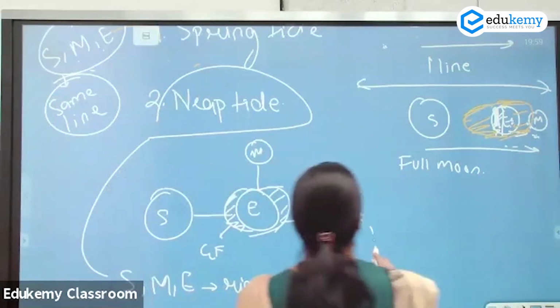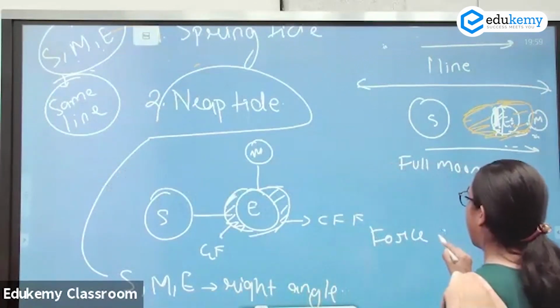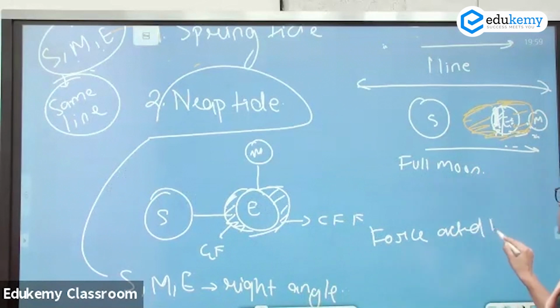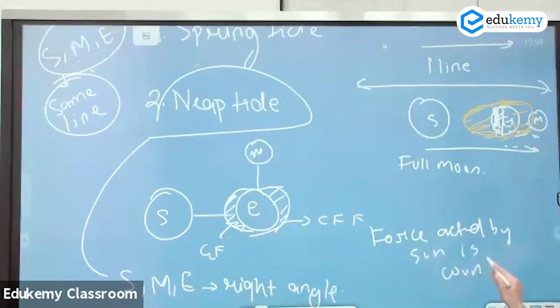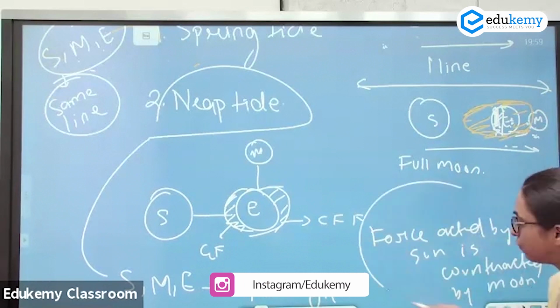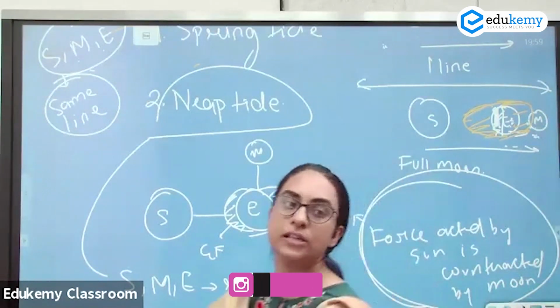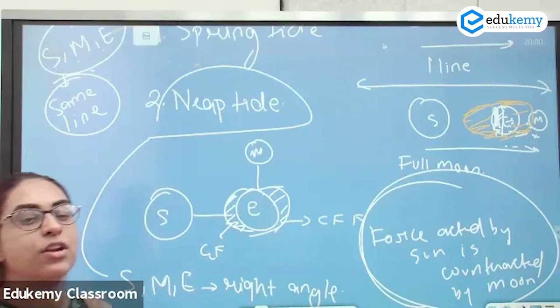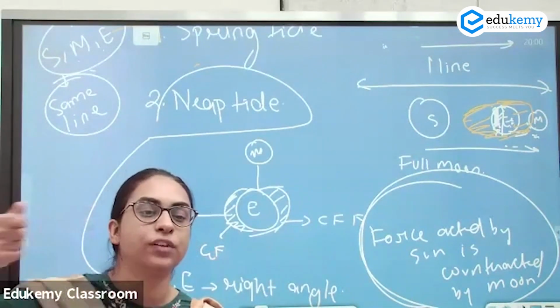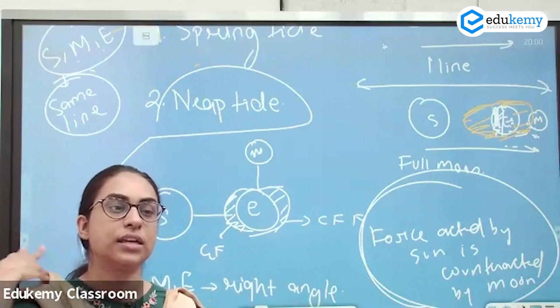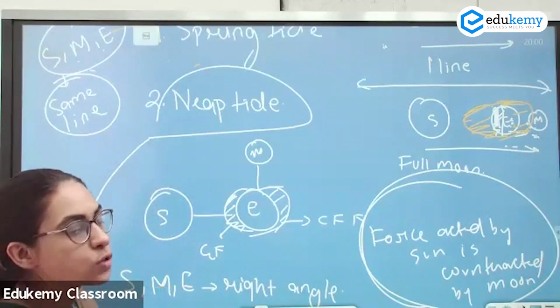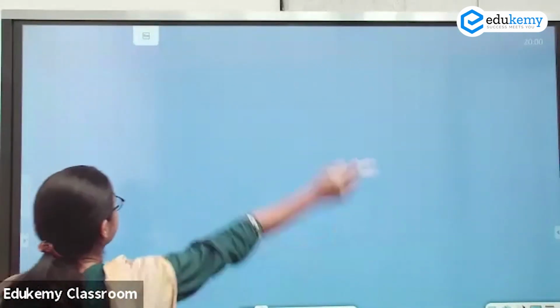The force acted by the sun is counteracted by the moon. The sun and the moon, their force will counteract. Okay, and then you will get neap tide. Centrifugal force भी दूसरी तरफ tide को खींचता है. ठीक है? Centrifugal force भी दूसरी तरफ tide को खींचता है.